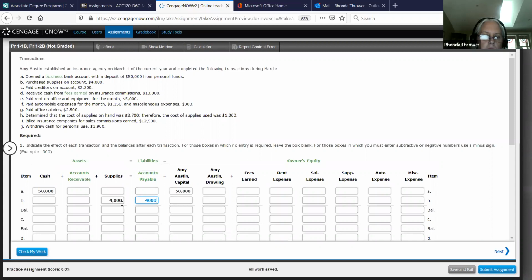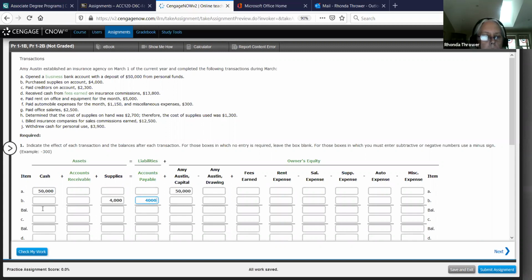So this B transaction has two parts. Supplies increased as assets on the left side of the accounting equation, and liabilities have increased as accounts payable on the right side of the accounting equation. In the B transaction, we're in balance because our assets are still equal to our liabilities.